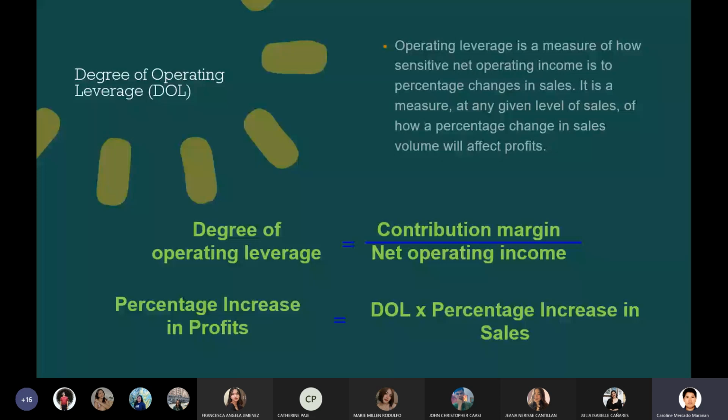Using this formula or using DOL, hindi mo na kailangan gumawa ng financial statement. Di ba sa atin, paano ba natin makukuha yung net operating income? Ma'am, that's the end product of our FS. O instead of you doing the FS, we'll be using the formula. So what is the formula for DOL? So degree of operating leverage equals total contribution margin over net operating income.